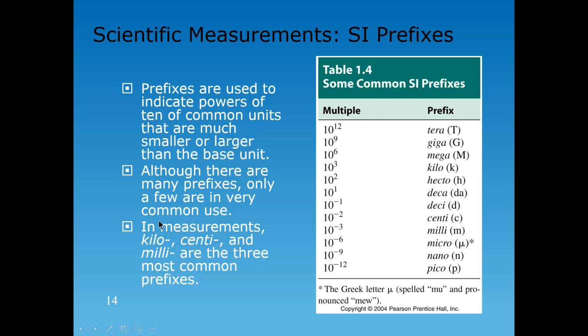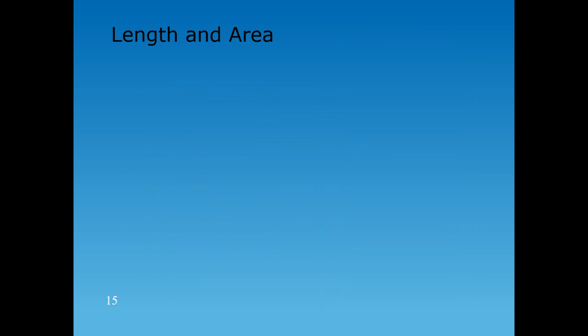Now, there are some common prefixes such as the kilo, centi, and milli. These are the three most common. So kilo means 10 to the 3, right? Centi means 10 to the minus 2, and milli means 10 to the minus 3, all right? So it's very important that you know how to use these prefixes in combination with the fundamental metric units.